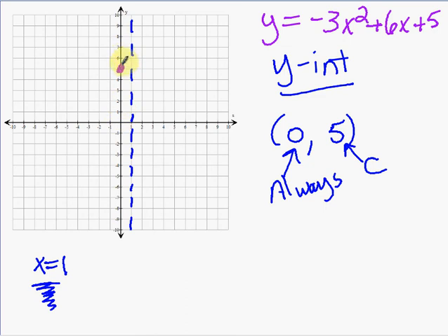Going to put a dot right there. That's our y-intercept. Now, if you look here, the axis of symmetry is going to help us out. If I look and see how many spaces away from the axis of symmetry that point is, it's just one space right there, one space.